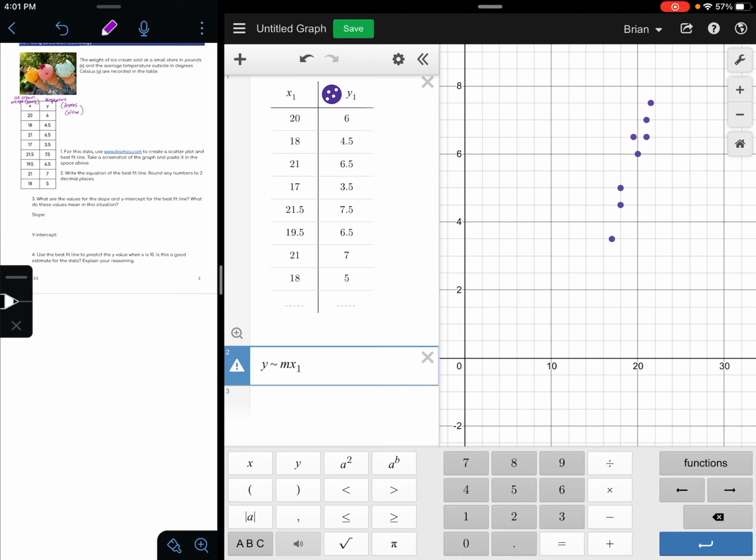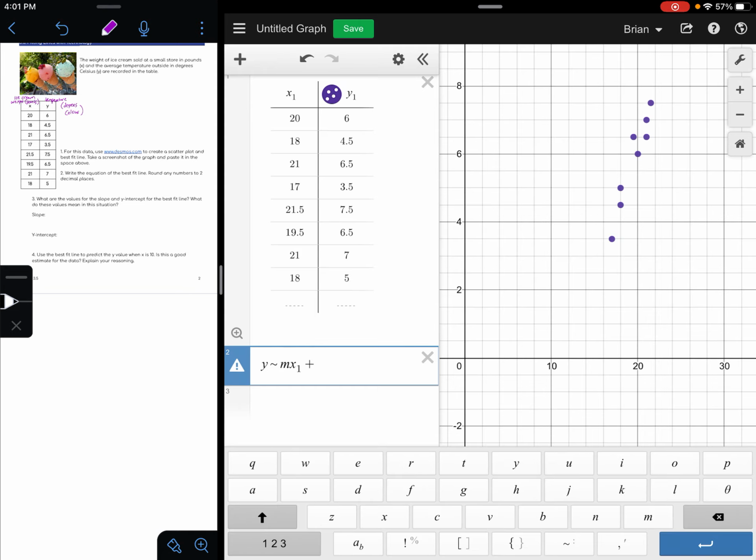Notice that our table has x sub 1 as the x column and y sub 1 as the y column. So if you type in a 1 after the x, it will automatically put a subscript in there, which is important for us so that the calculator recognizes that we want the x values from the table to be plugged in there. All right, mx plus b, so plus b.